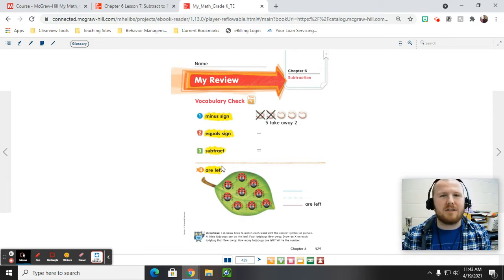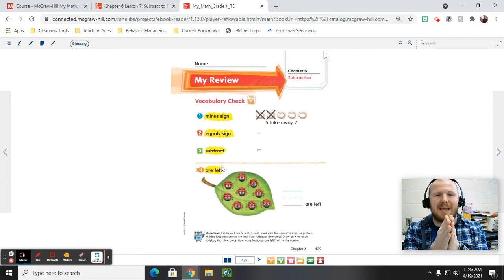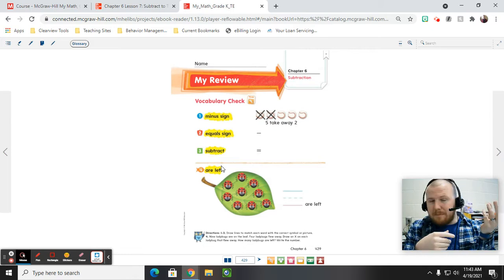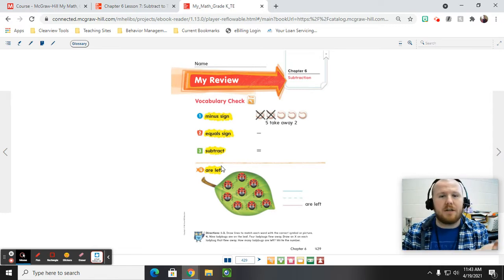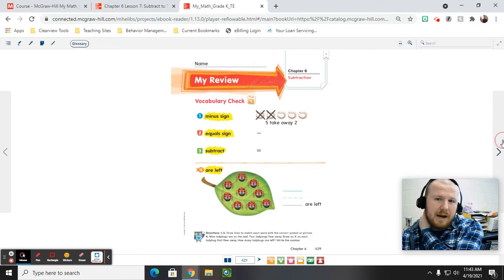When we do addition sentences where you're getting two numbers, putting them together, you wouldn't end with how many are left. When you say, I had 3 ladybugs and then 3 more ladybugs came, how many do I have altogether? That's what we would say for addition. But here we say how many are left. So that's what they want you to practice here.